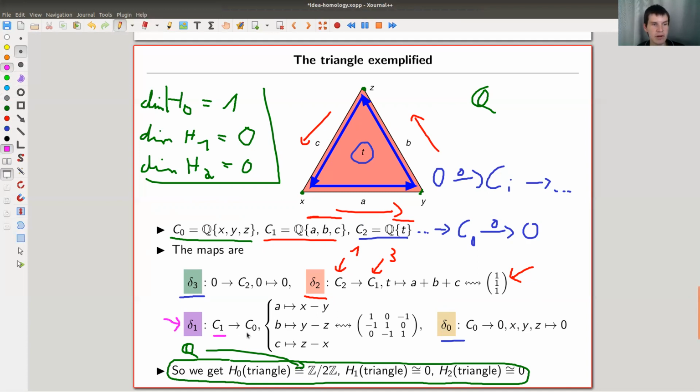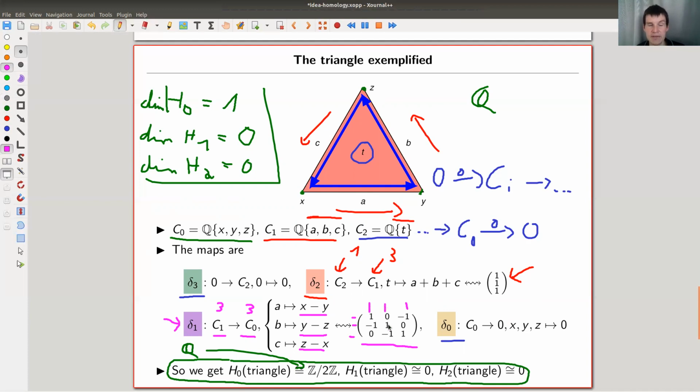So what is the map delta 1? Well, it goes from C1 to C0, so it associates to each edge its start vertex and its end vertex, just with a sign. In my notation, the end vertex gets the sign. So A, for example, is x minus y, B is y minus z, and C is z minus x. Again, this is a three-dimensional vector space. This is a three-dimensional vector space. So actually, this is a matrix. And I've just written down the matrix for you.